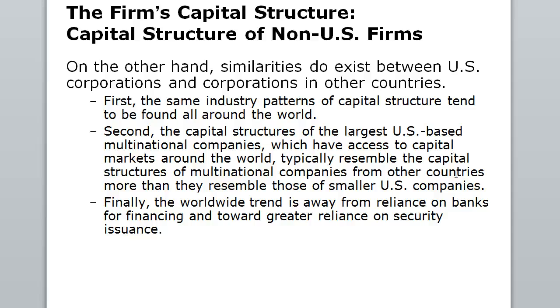So now let's talk about some similarities. First, the same industry patterns of capital structure tend to be found around the world. So the same patterns of industry norms are consistent around the world. Second, capital structures of the largest US-based multinational companies, which have access to capital markets around the world, typically resemble the capital structures of multinational companies from other countries rather than those of smaller US companies. And finally, the worldwide trend is away from relying on banks for financing and towards greater reliance on security issuance, which is issuing their own bonds or issuing stock.